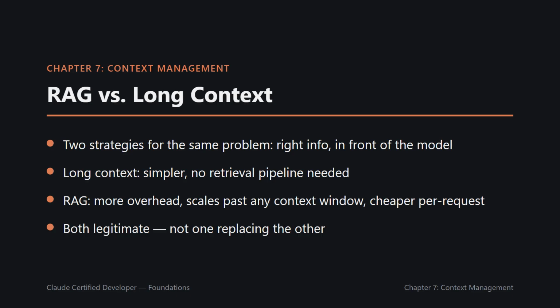Long context is simpler engineering, no separate retrieval pipeline. Better when the whole corpus is genuinely relevant or small enough to fit comfortably. RAG has more engineering overhead: embeddings, a vector store, a retrieval step, but scales to corpora far larger than any context window and can be cheaper per request. Both are legitimate tools, not one replacing the other.